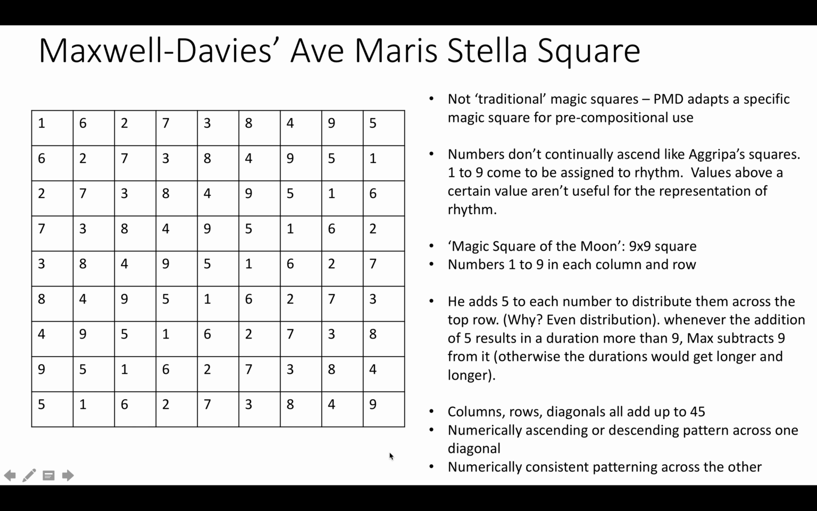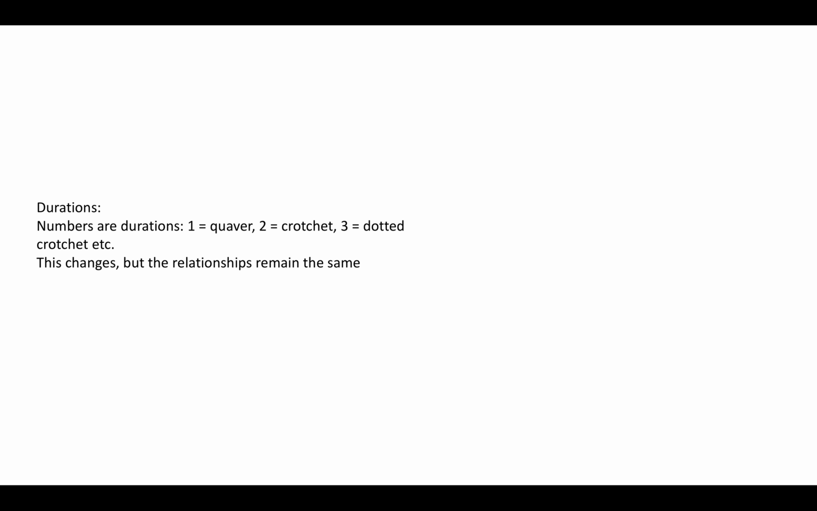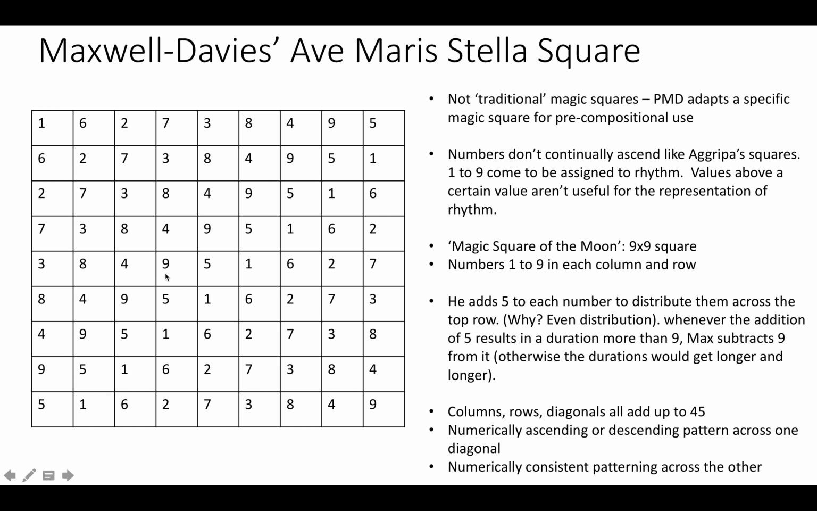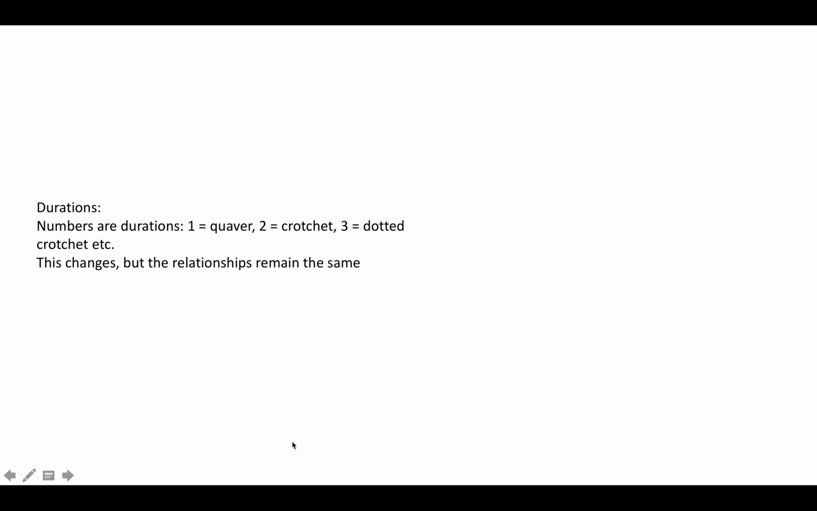As I said, the numerical values are eventually in Ave Maris Stella assigned to durations, and the numbers could mean a variety of different durations. So 1 could be equal to a number of different rhythmic values. And Maxwell Davies makes use of this. The number 1 isn't always a quaver or always a crotchet.